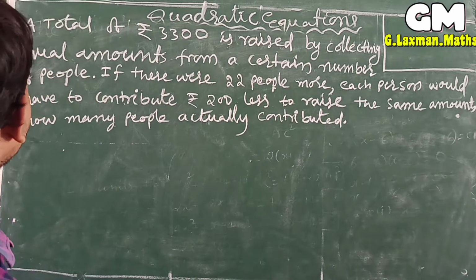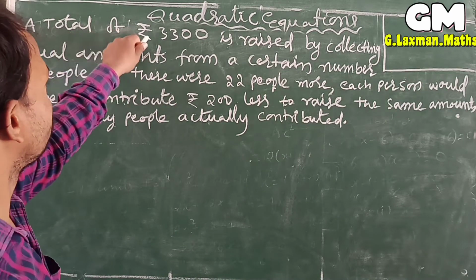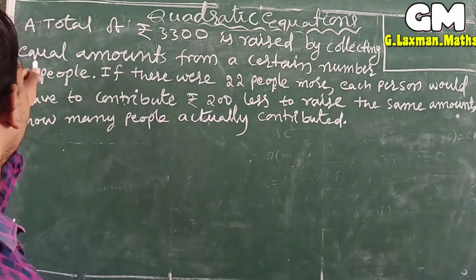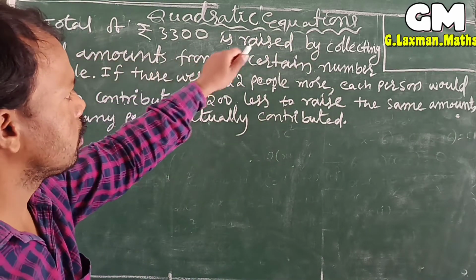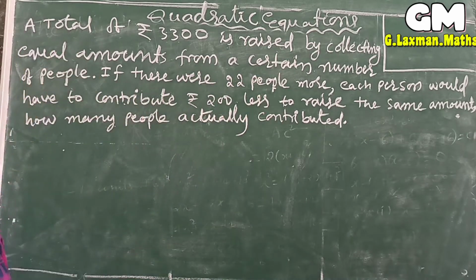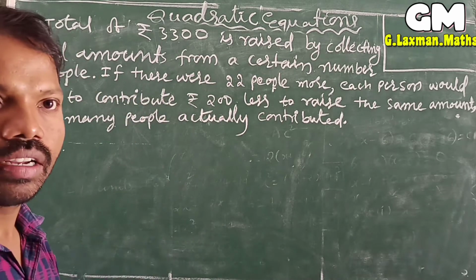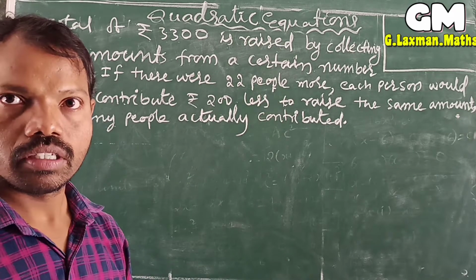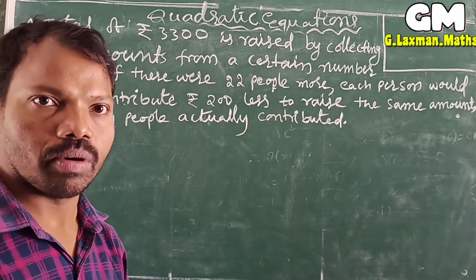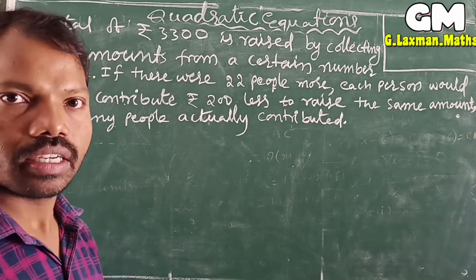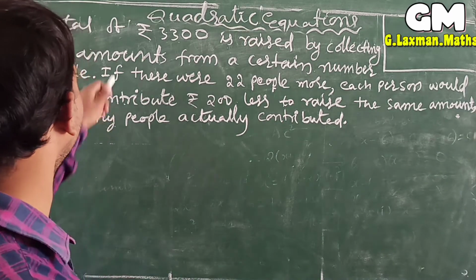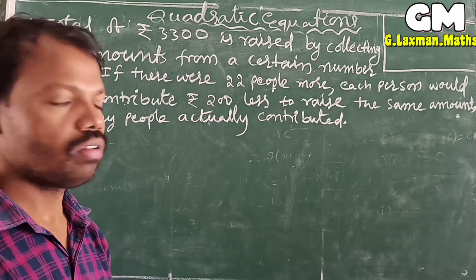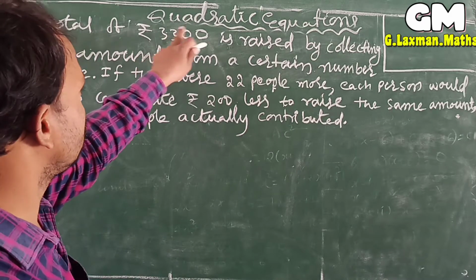The question is that a total of rupees 3300 is raised by collecting equal amounts from a certain number of people. So some people are there, and from those people they are collecting the amount, so each person is contributing the same amount. The total amount they collected is 3300.